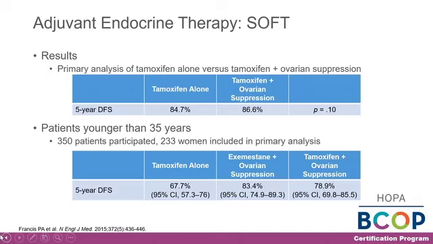What I'd like to point out, though, is in patients who are younger than 35 years of age, the number of patients there is included, 350 patients participated, and about 230 patients were included in the primary analysis, is that the 5-year disease-free survival was much higher in the exemestane plus ovarian suppression group, and even in the tamoxifen plus ovarian suppression group as compared to the tamoxifen alone group.